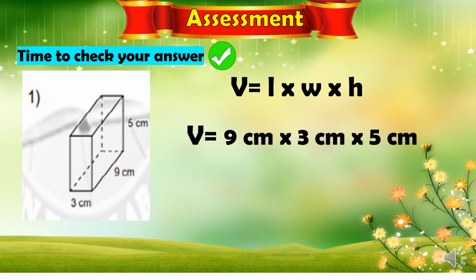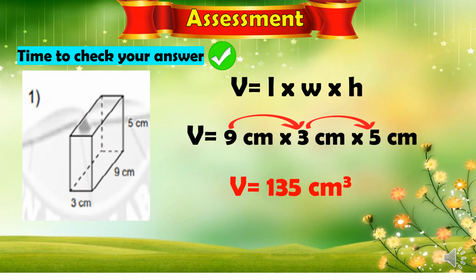And then let us substitute. The length is 9 centimeters, the width is 3 centimeters, and the height is 5 centimeters. Okay, and then let us multiply 9 times 3 times 5. So that will give us a volume of 135 cubic centimeters.